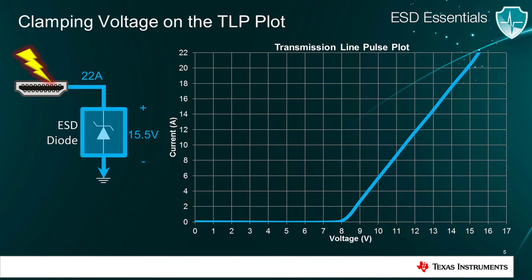In a future video, we'll go over this in more detail, but to estimate the clamping voltage during an 8 kV IEC strike, we need to look at the voltage response at 16 amps. For this diode, the clamping voltage is about 13.4 volts.